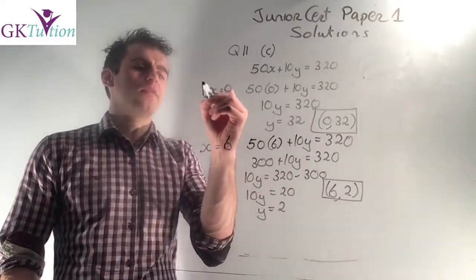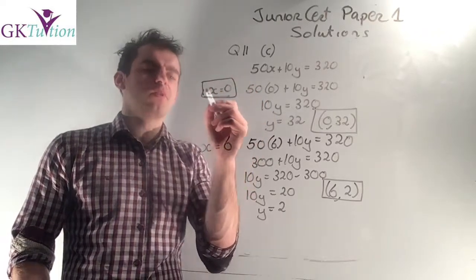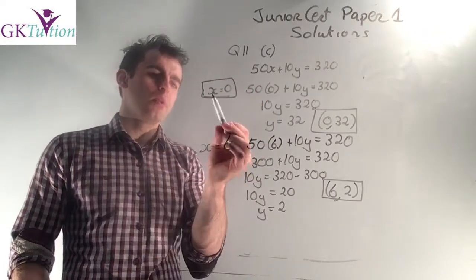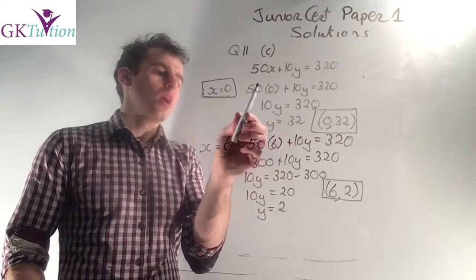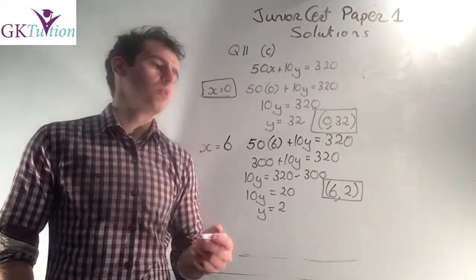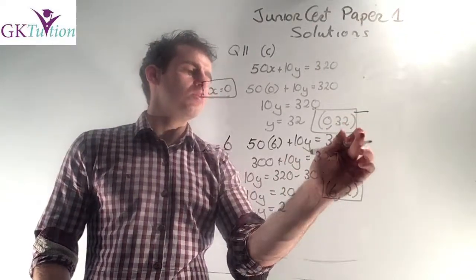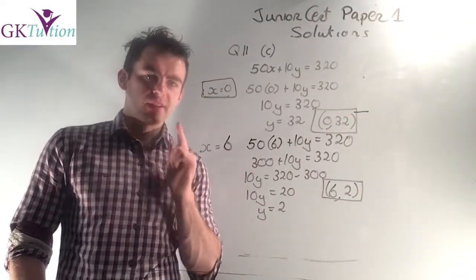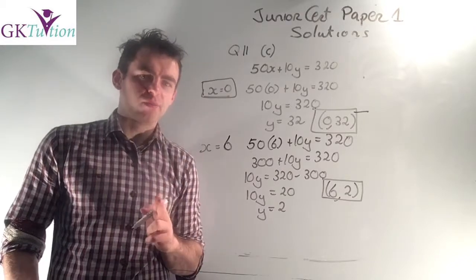So I've decided, right, the first thing I was going to do is find the y value when x is equal to 0. So you sub in x equals 0, and if you manipulate it down, you end up with y is equal to 32. So I know that the coordinate 0, 32 is on the line. That's 1 point, but now I need to get a second point.